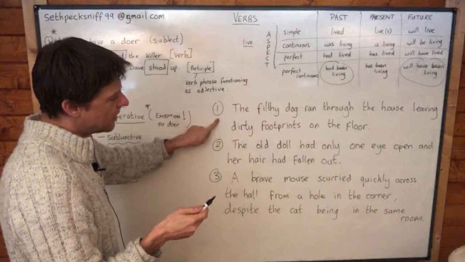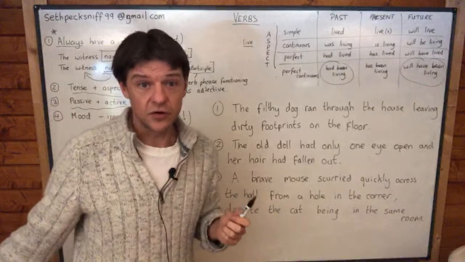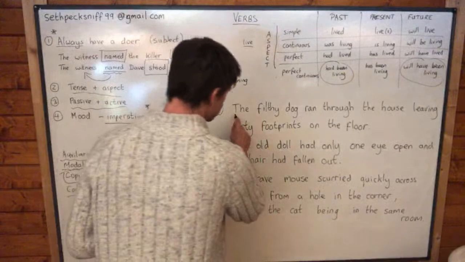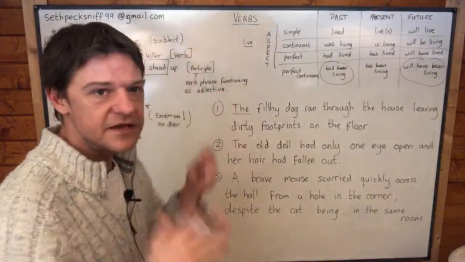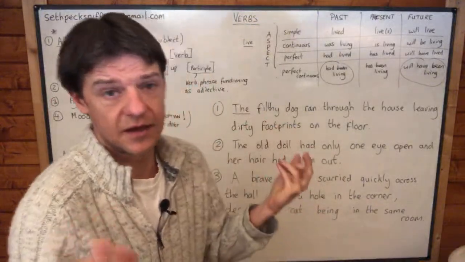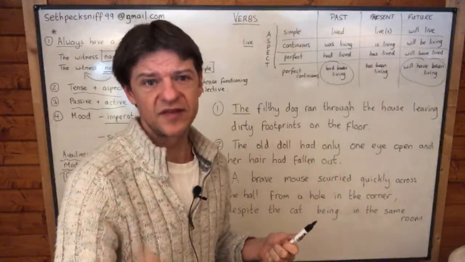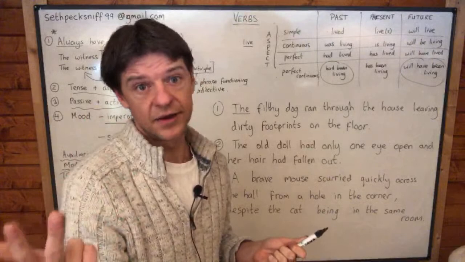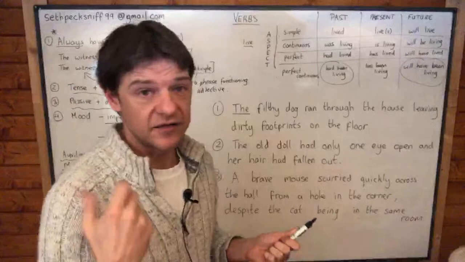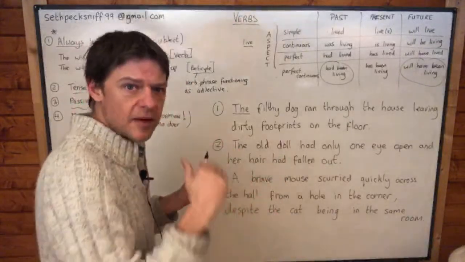So let's have a look at number one. The filthy dog ran through the house, leaving dirty footprints on the floor. And the kids have got to name every part of speech. So let's go through this. Now, we've done a lesson on determiners recently. So hopefully you've just got a and the memorized as determiners, because that's the best way to deal with determiners. Memorize the list of them: numbers, possessive pronouns, a and the, possessive names, Peters, Johns, and quantifiers: some, any, few, little, much, many. You've got most of them covered if you just remember that list.